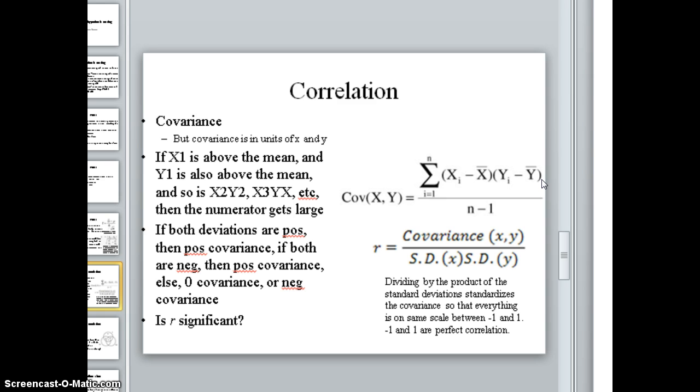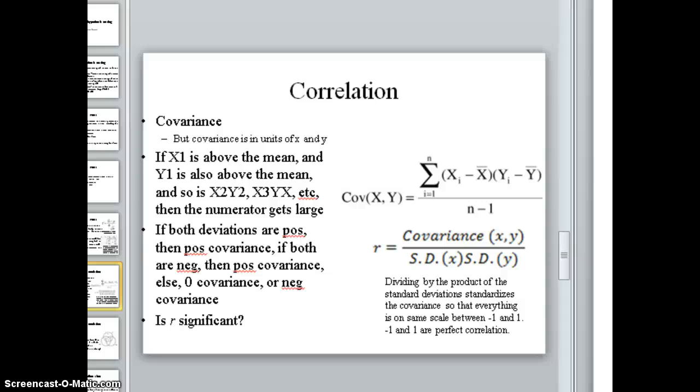If the difference between x sub i and the mean of x were large and negative, and the difference between y sub i and the mean of y is large and positive, then the numerator will be large and negative. So if this one's very big on the positive side and this one's very negative on this side, then the top becomes a negative number. And if they're both large and negative, then it becomes a positive number again.